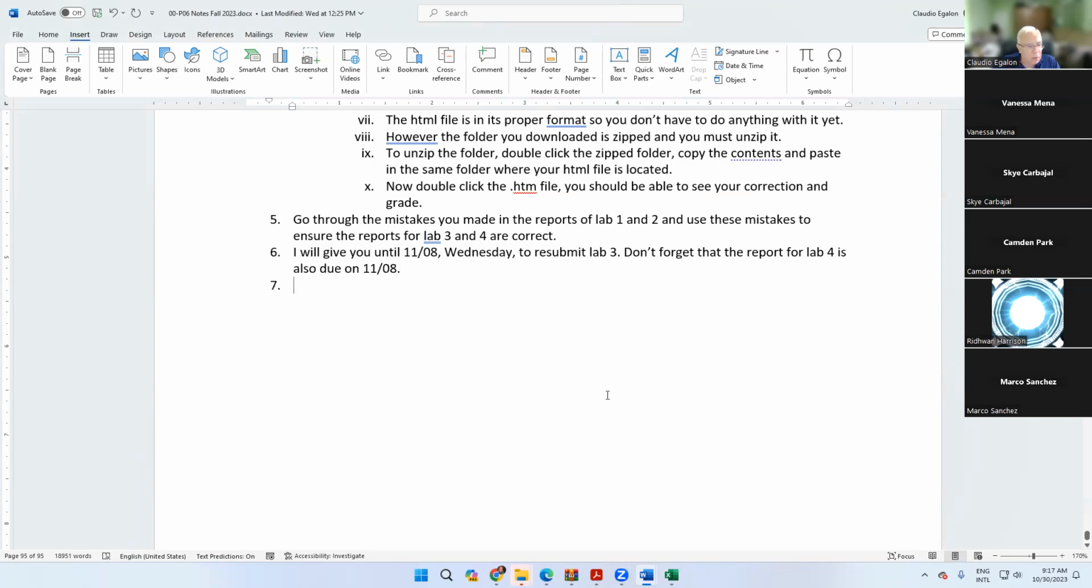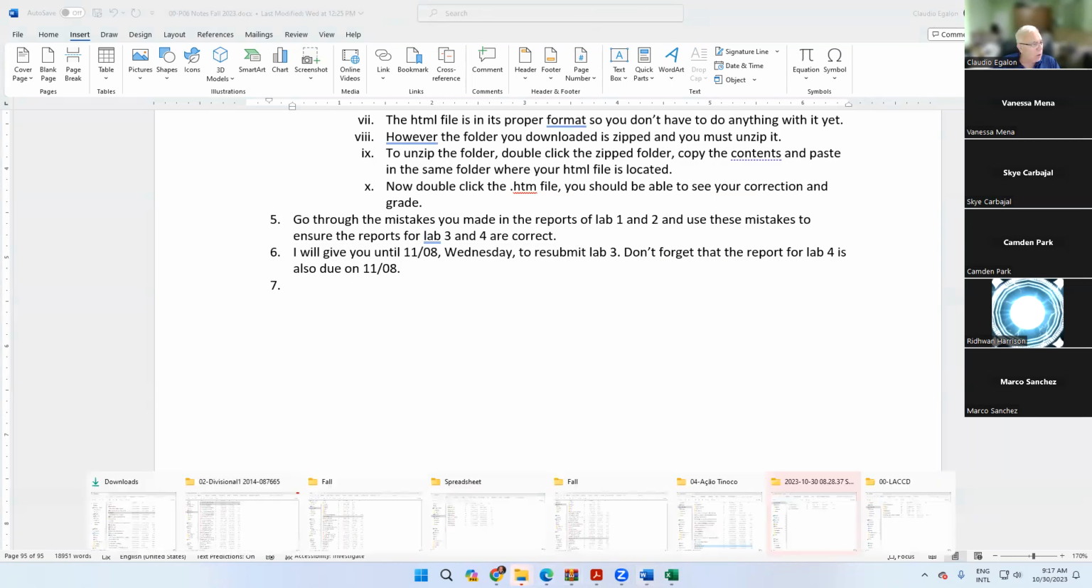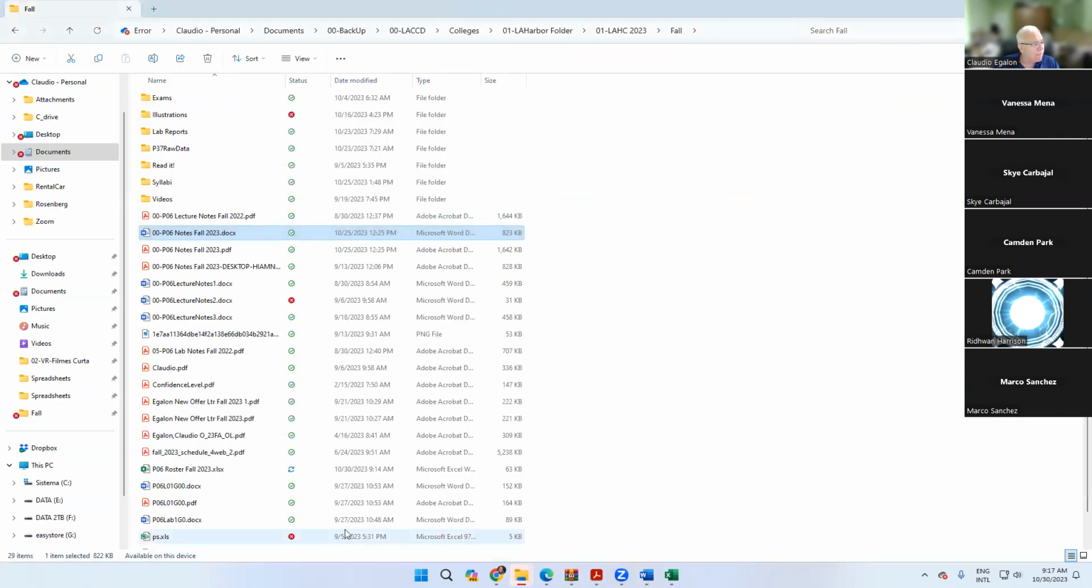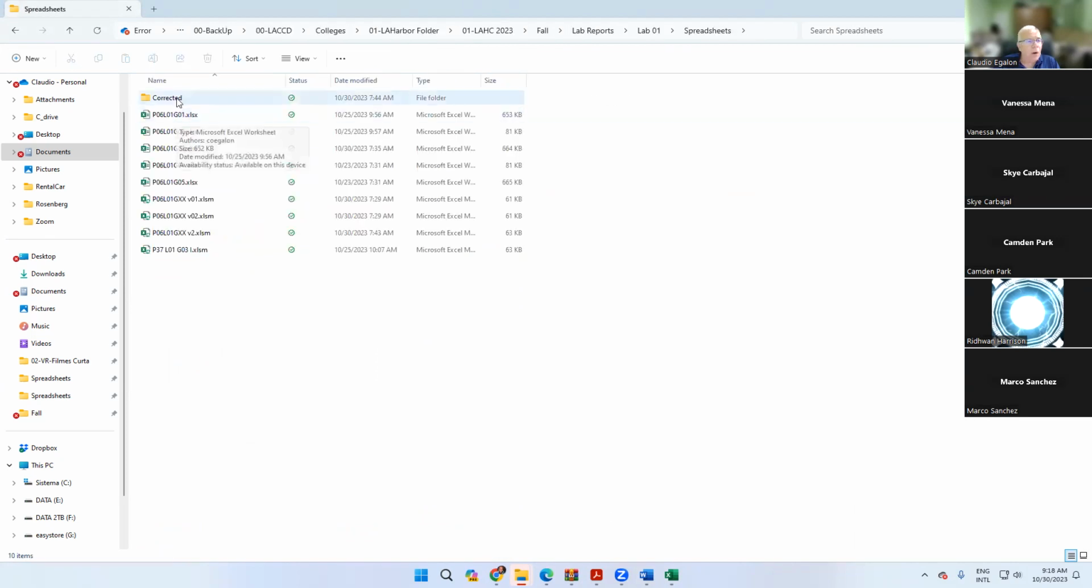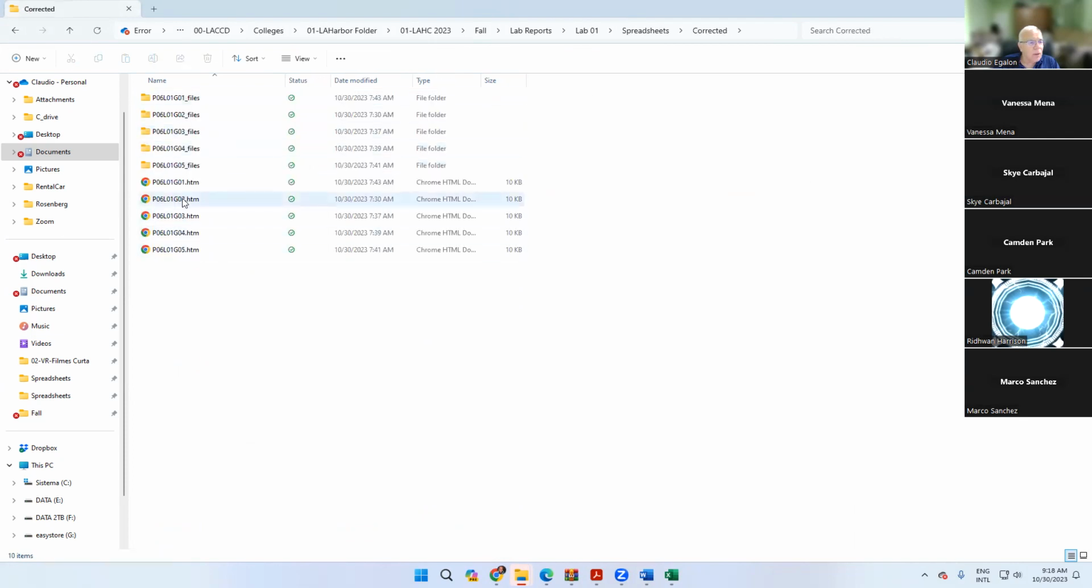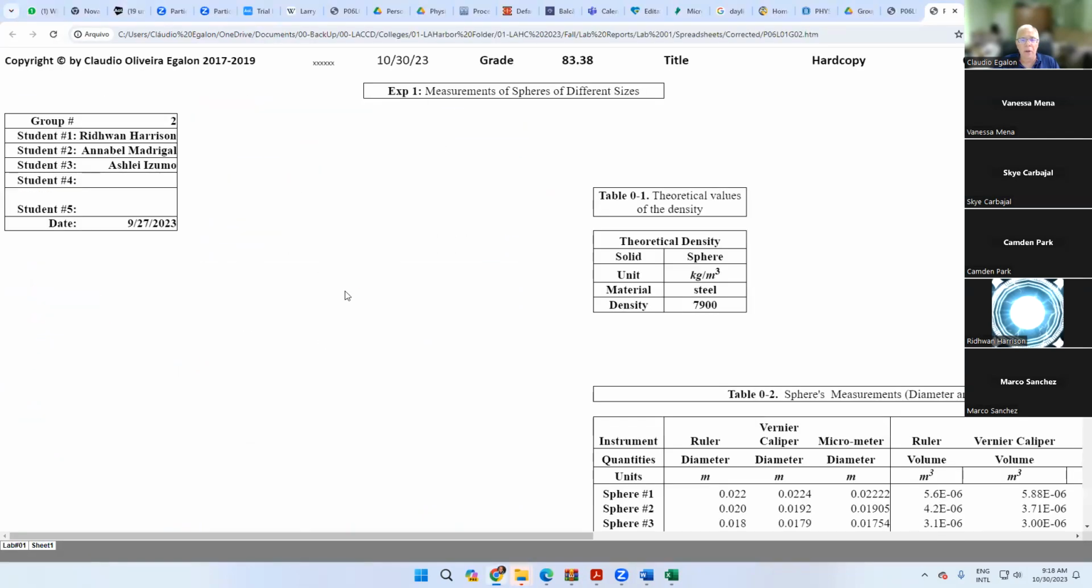So let's see what's going on here with your correction. Can I display your correction here for everybody to see, Ridwan? Go for it. Okay, so let's see what's going on there. Group number 2, right? Spreadsheets, corrected. Here you go. Let's take a look what's going on here.